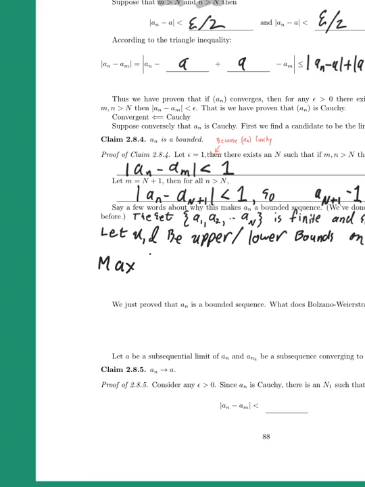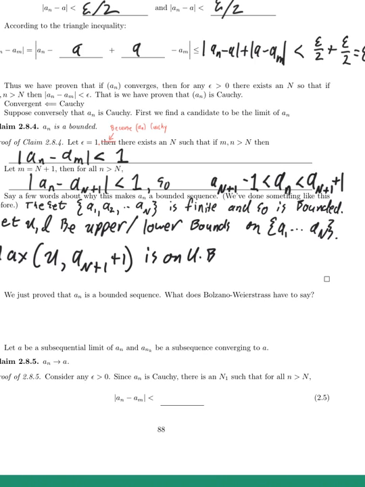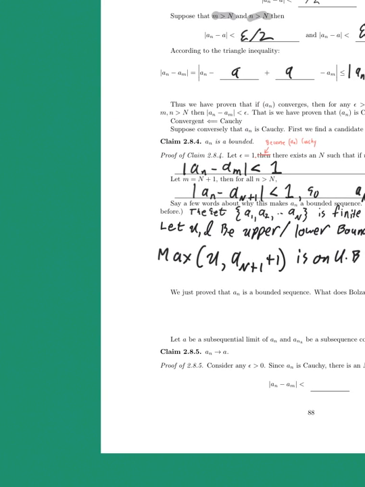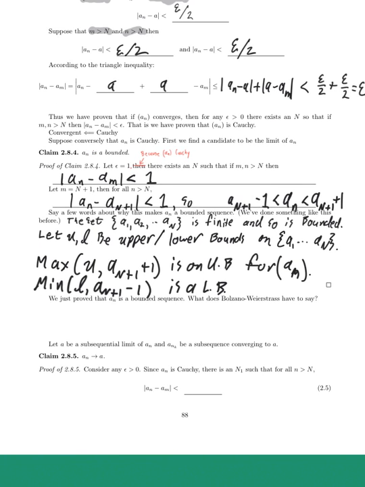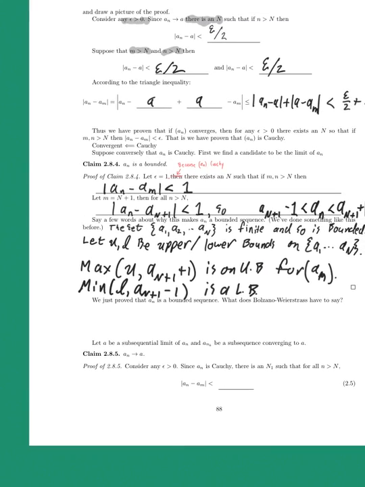The max between U and a sub big N plus 1 is an upper bound for a sub n. The min between L and a sub big N plus 1 minus 1 is a lower bound. Cool, so there, the sequence has an upper bound, it has a lower bound, so it's bounded. So a sub n is a bounded sequence.